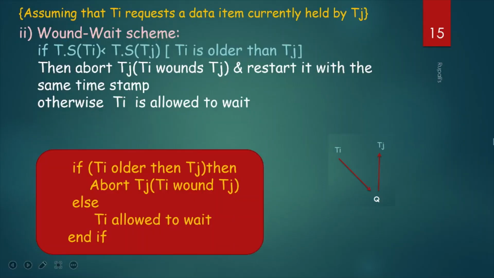Wound and wait scheme. Assuming Ti requests a data item that is currently held by Tj, but the timestamp of Ti is less than the timestamp of Tj. So which one is older? Ti is older because its timestamp is less. So Ti is older than Tj. Now, if Ti requests one data item from Tj, then abort Tj. That is, we can say Ti wounds Tj. Then restart Tj with the same timestamp later. But if Ti is the younger transaction than Tj, then Ti is allowed to wait.